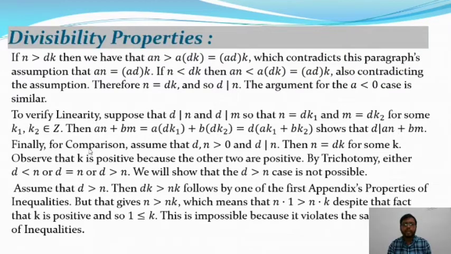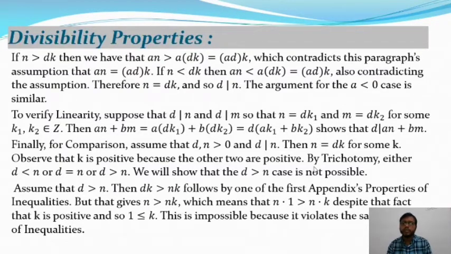Okay, so finally for the comparison property, assume that d and n are greater than 0 and d divides n. This is the last property of divisibility. When d and n are greater than 0 and d divides n, then from divisibility we can write n is equal to d times k for some integer k. Observe that k is positive because the other two are positive.